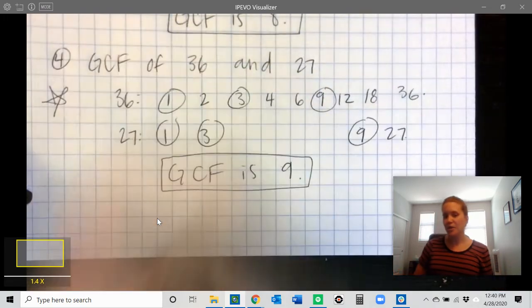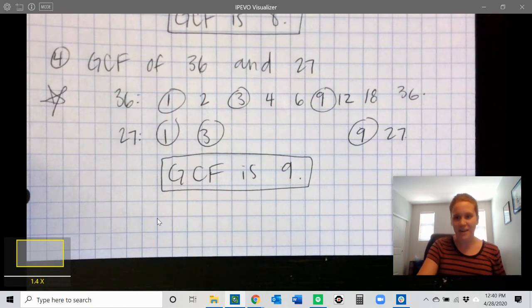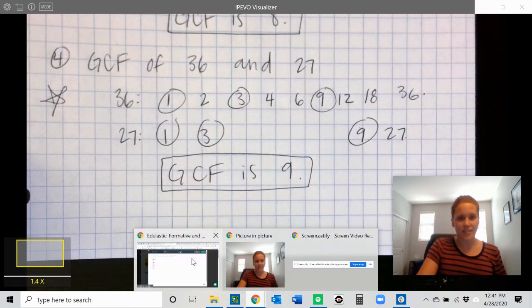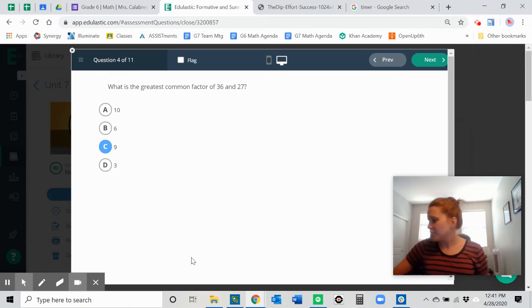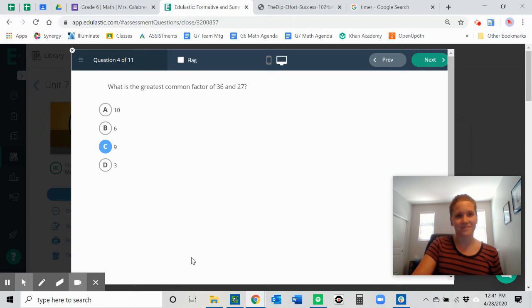Please put a big star on your paper next to this question if you got it correct on your own. If you didn't, pause the video and update your paper. All right, let's enter our answer in Jelastic. The greatest common factor is 9. That's answer choice C. Awesome. So you should have questions 1 through 4 entered in Jelastic.